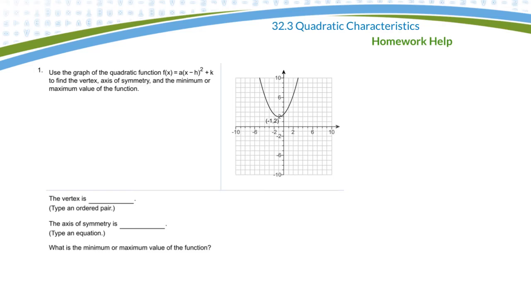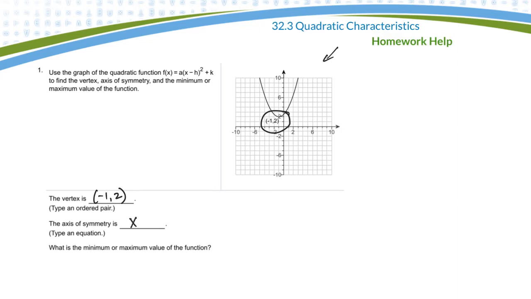All right, in this video, we are looking at giving you some homework help for the quadratic characteristics section. Okay, the first question says, use this graph to determine vertex, axis of symmetry, min or max. So there's the vertex. It looks like they've given us a point already for it, -1 and 2. That's nice of them. Is that right? -1 and 2. Yeah, that's right.